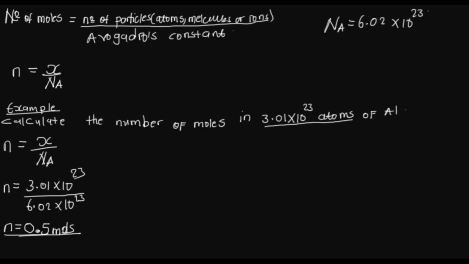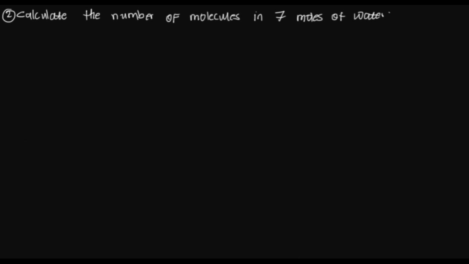Okay, let's have another example. So now the second one: calculate the number of molecules in 7 moles of water. So from the data, we can see that we have been given the number of moles, and we are trying to find the number of molecules. So the formula is number of moles is equal to x divided by Avogadro's constant. So here we are solving for x because we are looking at the number of molecules. So put it over 1, so that we can make x the subject of the formula. So 1 times x is x.